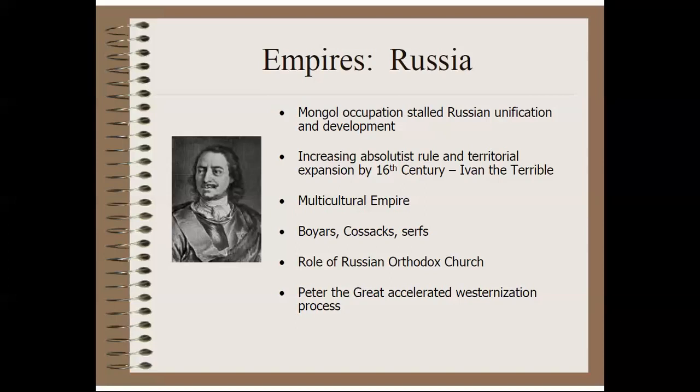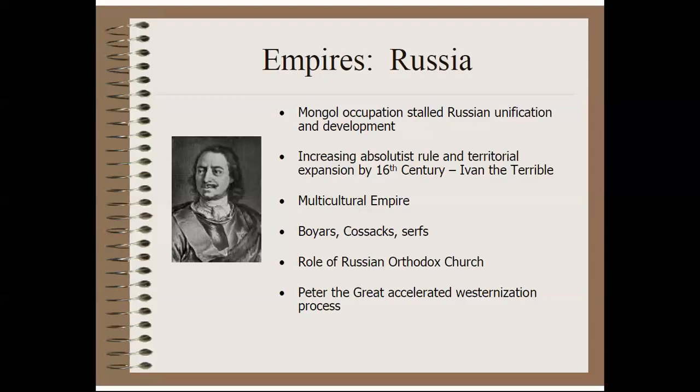After the Mongols, the Russians are going to kick them out in the 13th, 14th century. They are going to be an absolute monarchy, but they're going to have territory expansion under Ivan the Terrible, although he also kills thousands of his own people. There'll be a multicultural empire. They'll span multiple regions.